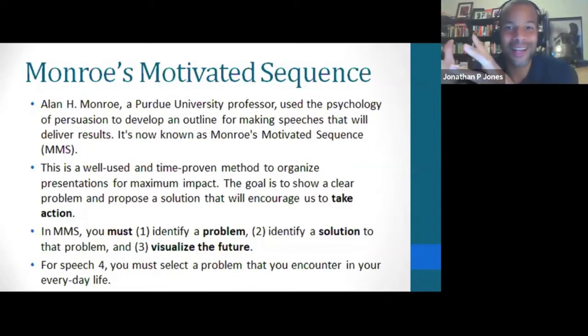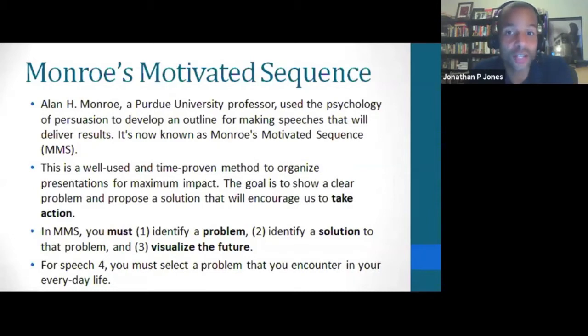But also there'll be lots of sample videos of people giving persuasive speeches. They're not all great and they're not all perfect and they don't all follow exactly what we need to do, but they're pretty close. It's going to clearly be a problem and clearly be presenting a solution and persuading people to help solve the problem, okay? Well used and time-proven method to organize presentations for maximum impact. The goal is to show a clear problem and propose a solution that will encourage us to take action.